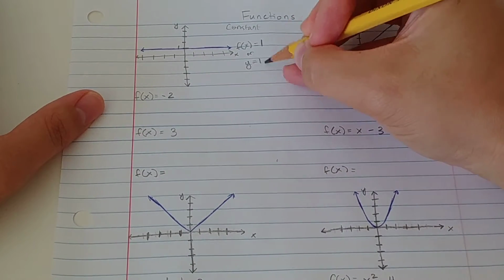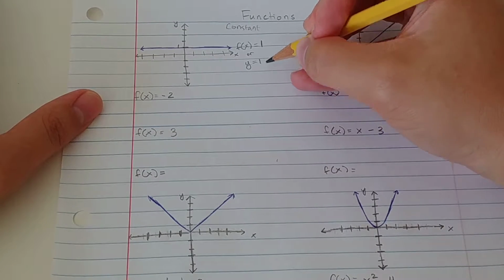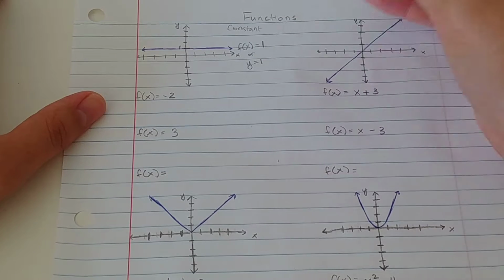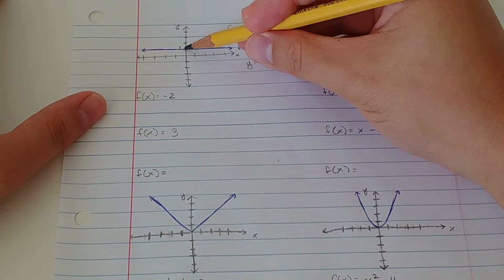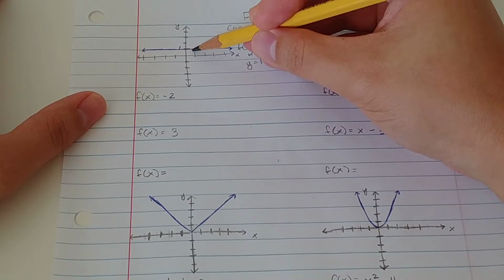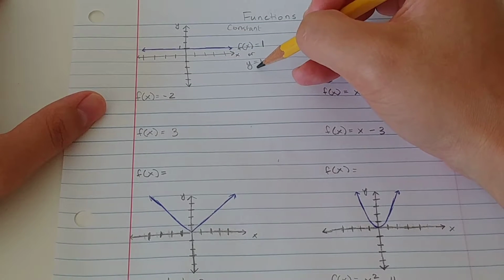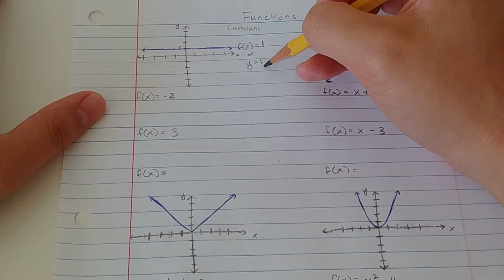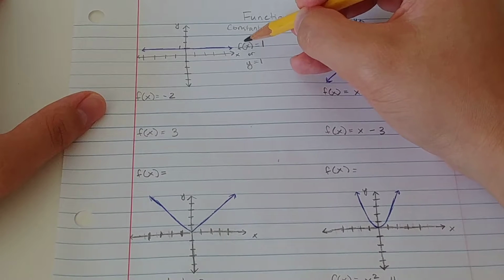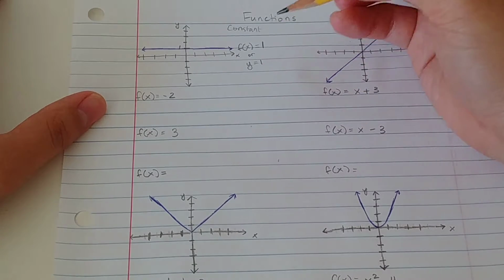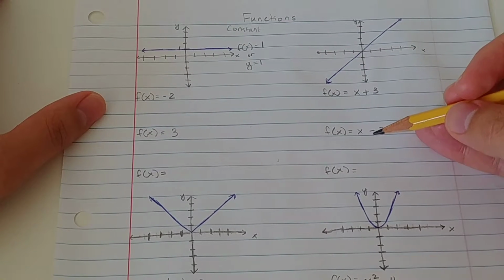This is how I prefer to write it, as y equals 1. This just lets us know that when x is 0, y is 1. When x is 1, y is 1. When x is 2, y is 1. Y is always equal to 1. That's what that says. But just remember f of x is the same as y. So that's our first one.